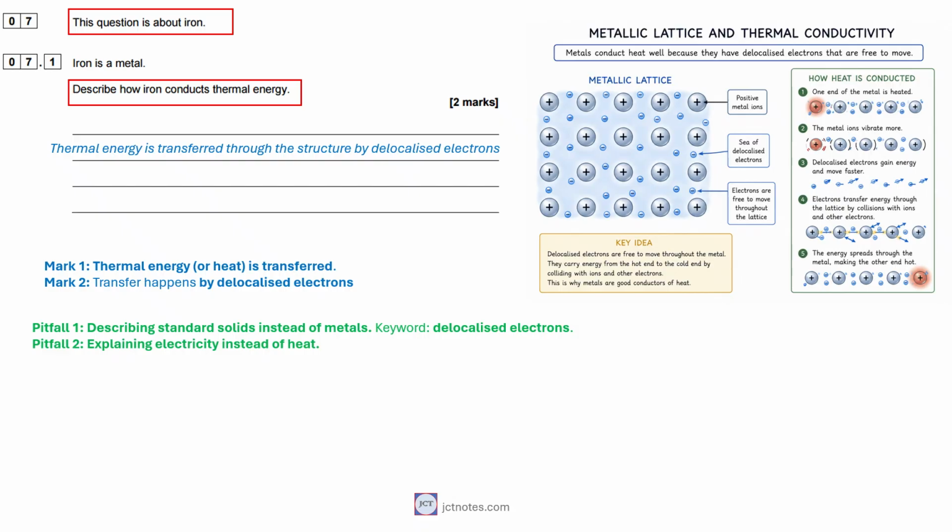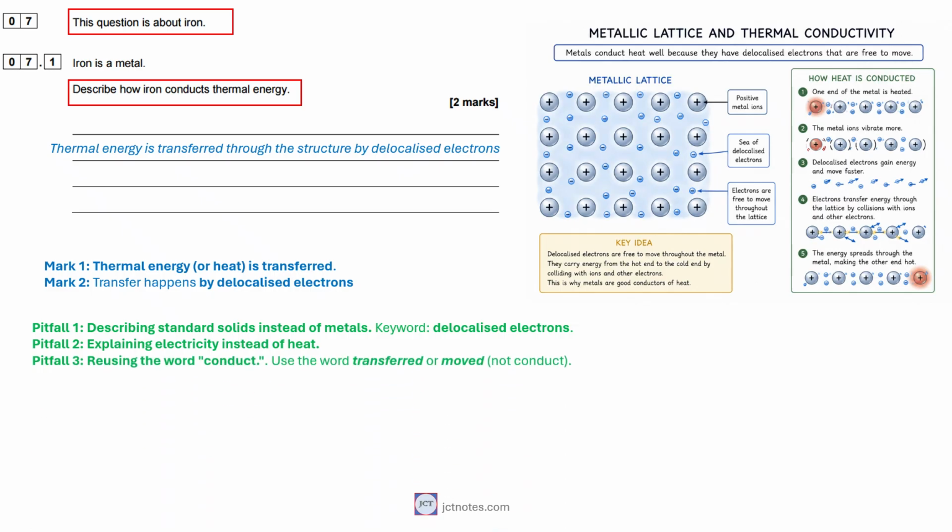Pitfall 2. Explaining electricity instead of heat. Many students spotted the phrase delocalized electrons in their memory banks but accidentally described electrical conductivity instead of thermal conductivity. Make sure you don't talk about electrons carrying a charge or flowing in a circuit. Keep your focus entirely on the transfer of thermal energy or heat.